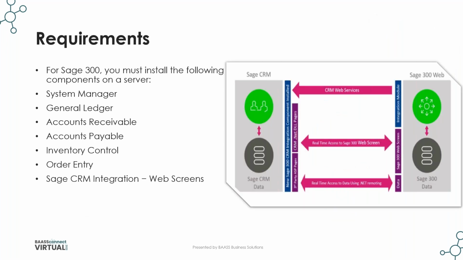Now, the requirements. For Sage 300, you must install the following components on the server: System Manager, General Ledger, Accounts Receivable, Accounts Payable, Inventory Control, Order Entry, and you need a subscription to have the web screens.